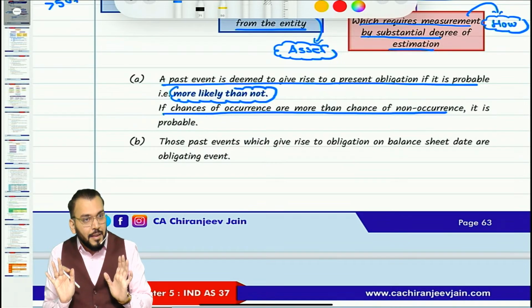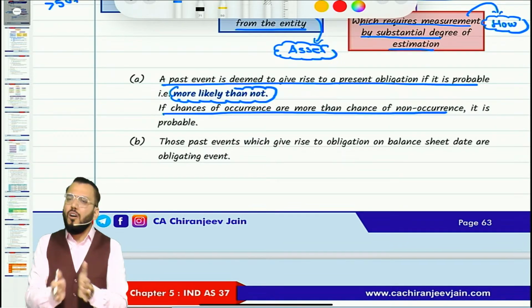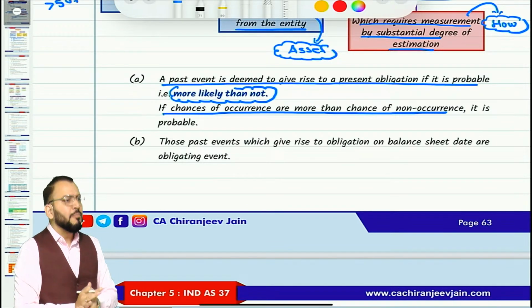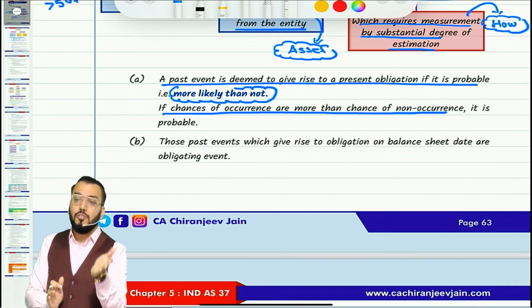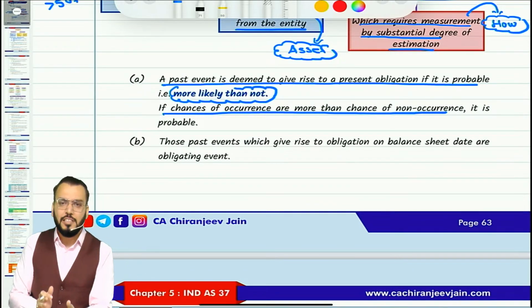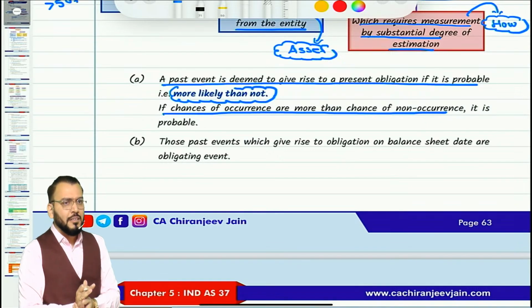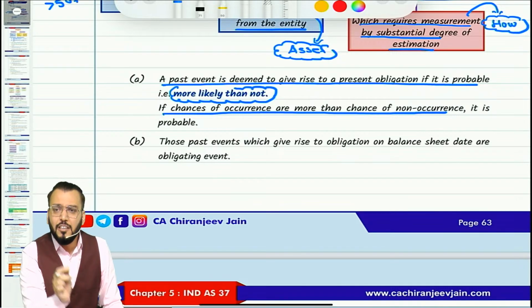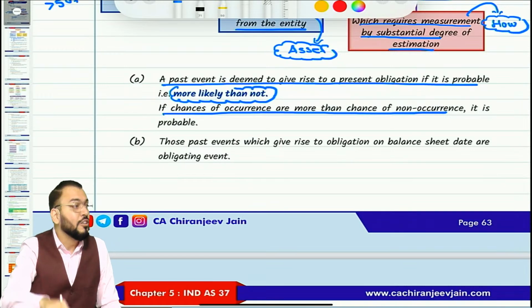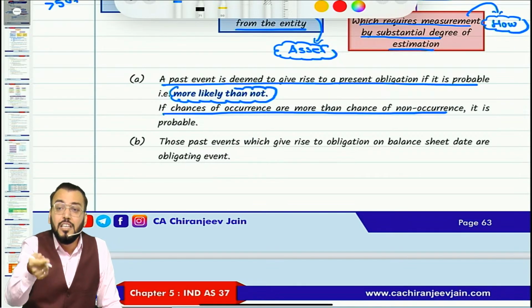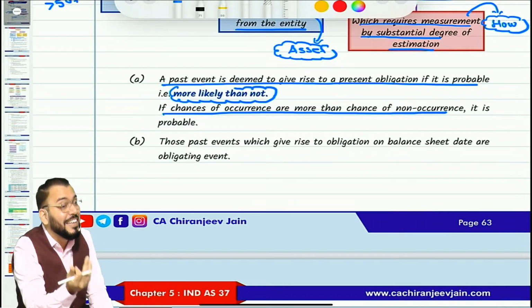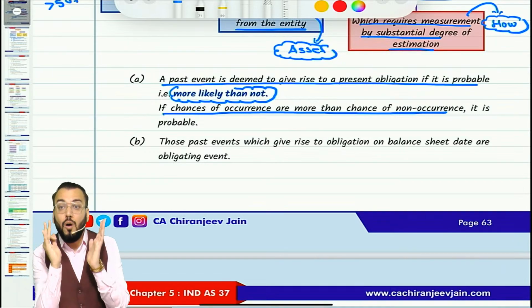Understood? But can I say all past events will give rise to an obligation on the reporting date? It might happen there are many past events which are not giving rise to an obligation on the reporting date. It is already settled before the reporting date. Yes or no? There may be some past event which is already settled before the reporting date. In this chapter we are discussing those obligations which exist on the reporting date. So all past events will not give rise to an obligation on the reporting date. Those past events which give rise to an obligation on the reporting date are known as obligating events.